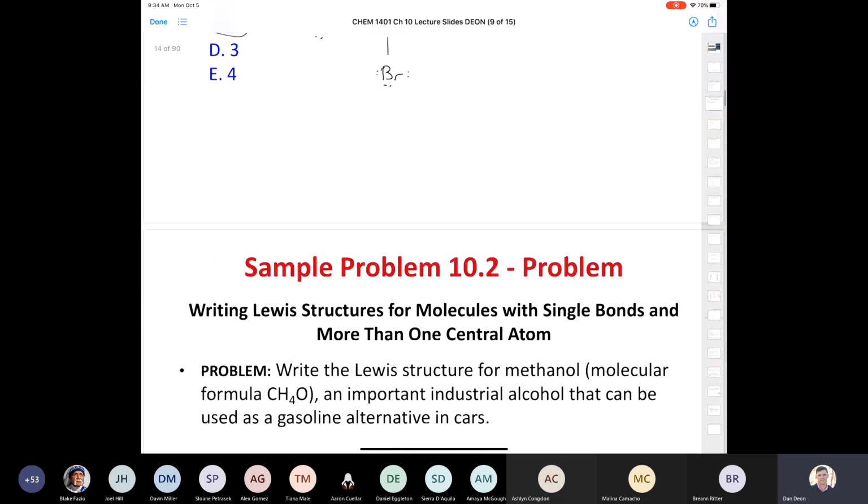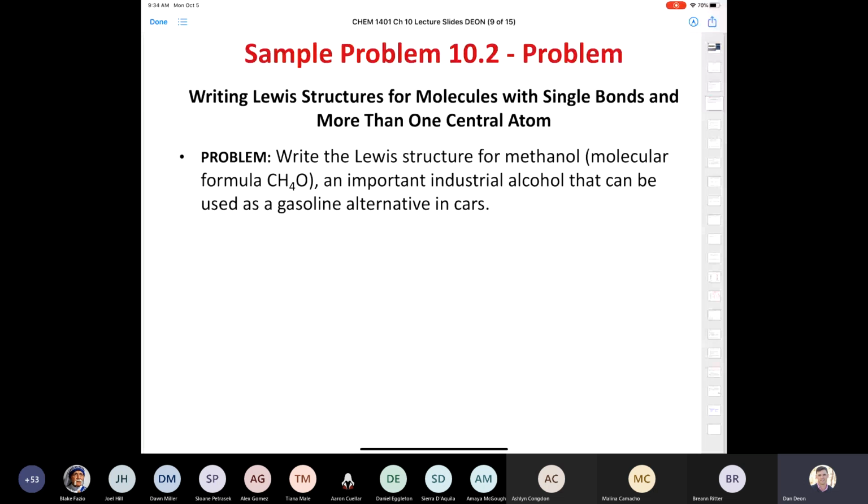It says writing Lewis structures for molecules with single bonds and more than one central atom. Now, the problem is to write the Lewis structure for methanol. It gives us the molecular formula, an important industrial alcohol that can be used as a gasoline alternative in cars. I wouldn't recommend it because methanol burns with a colorless flame, and so there's some inherent dangers there. But I digress. Let's get started on this question.